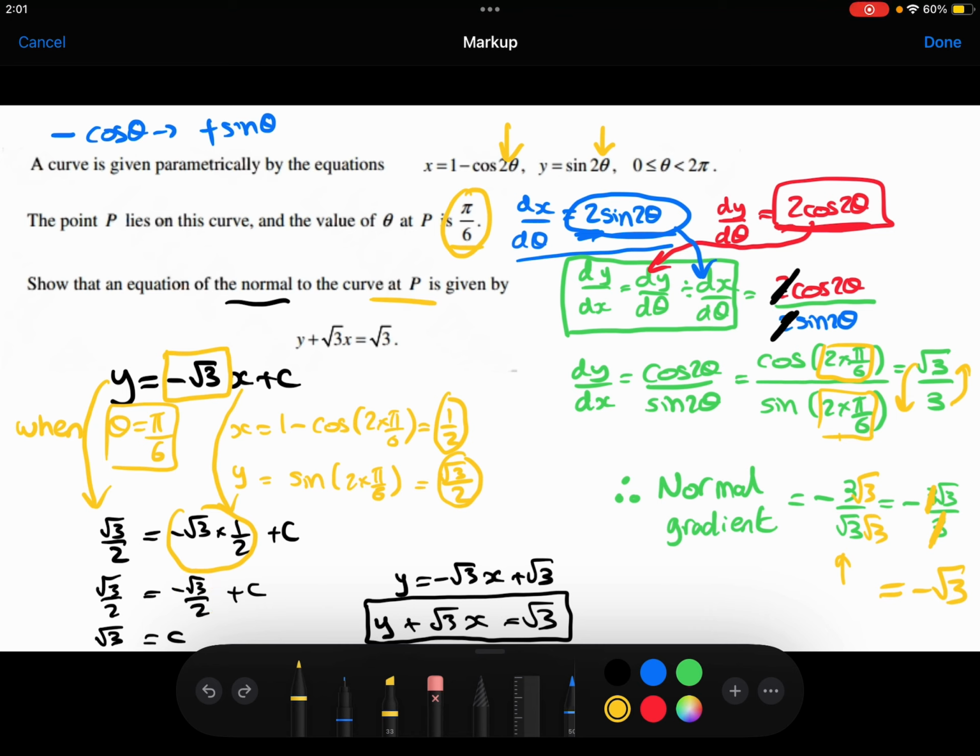I've then added that to the left-hand side to work out c. Root 3 over 2 plus root 3 over 2 is root 3. So my y-intercept is root 3, and then I've just added the minus root 3x. I've added root 3x to both sides to get the answer in the form that the question asked for.